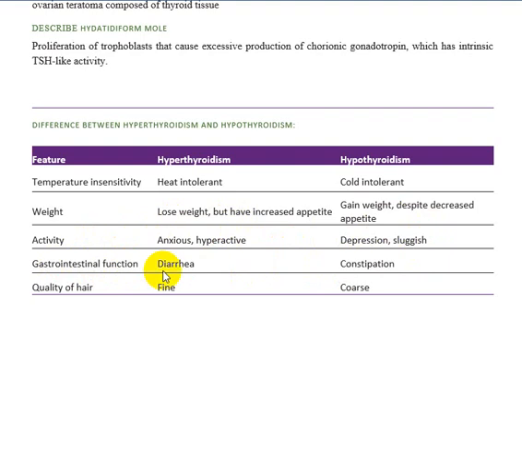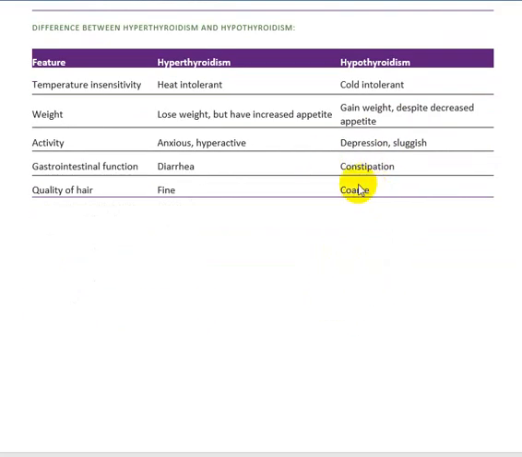Gastrointestinal function, you have diarrhea, and here you have constipation. Quality of hair, the quality of hair here is fine, and here it is coarse. So coarse here implies that the hair is thick. Here the hair is fine, so the hair is very thin.